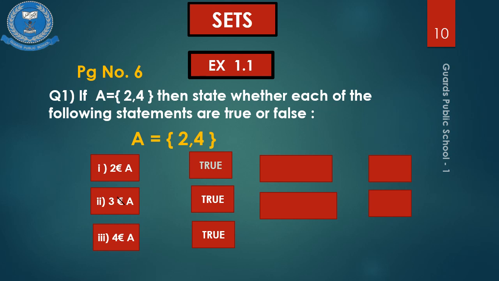Now look at part 4. A is an empty set. As you can see, A has two elements, so it cannot be an empty set. So this statement is false and we will write false. Now look at part 5. A is a finite set. As you can see, set A has two elements and we can count that there are two elements. So this statement is true and we will write true.